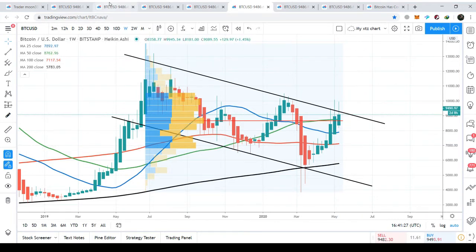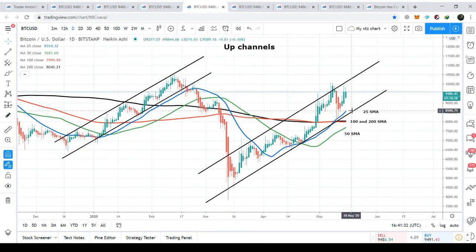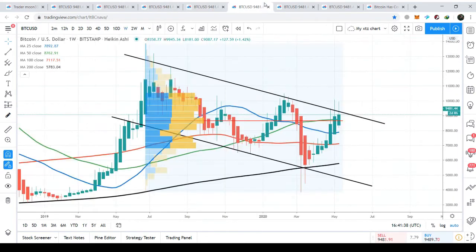First, if the price action drops down, it will retest the support of this channel, which is at $8,500. After that, if this channel support is broken down, the price action may retest the support of the 25 simple moving average, which is at $7,800. And in case the price action breaks down this support, it can retest the 100 simple moving average support, which is at $7,100.